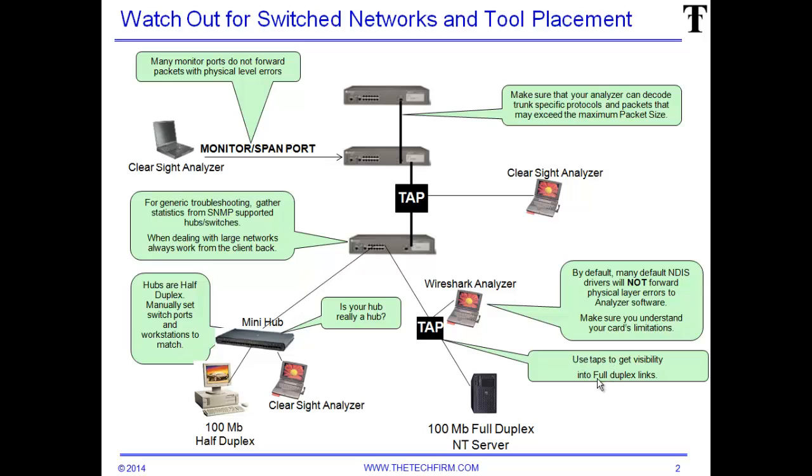Taps let us get access or visibility to full duplex links or 1 gig links, because hubs can't do that. And by default, many NDIS drivers will not forward physical level errors. So if there was a physical level error on this wire, this tap would have put it on my wire, but my NDIS driver probably would not let me see that. Again, I say probably because I haven't tested every single one, but the ones I have tested, that is the case. So make sure you understand your card's limitations.